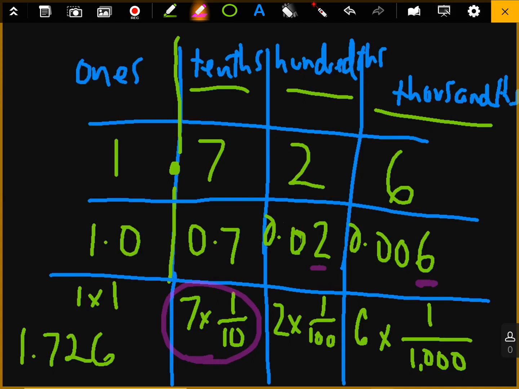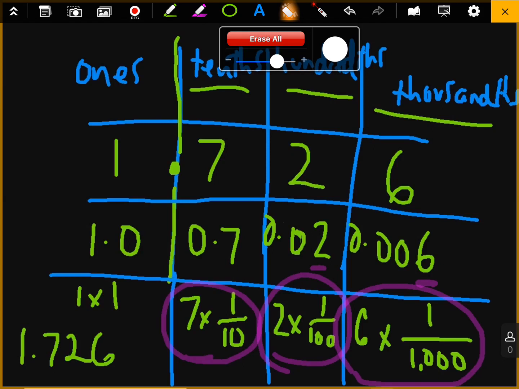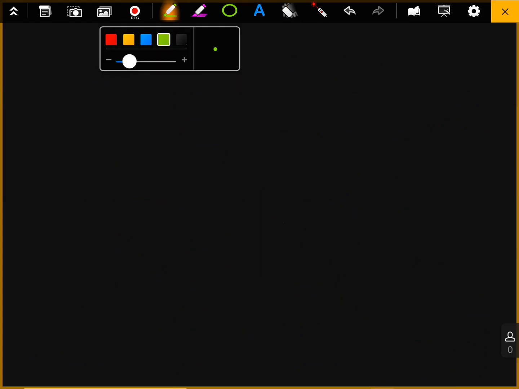Fractions and decimals are part of a whole number, right? Okay, you multiply it by 1 over 100 because it's in the hundreds place, and 1 over 1,000 because it's in the thousands place. Okay, let's go over the examples. We have 3 examples today. The first example is pretty simple, okay?